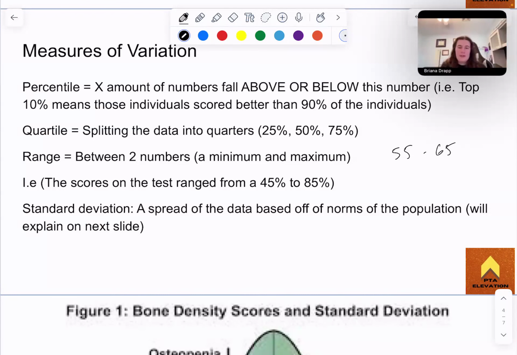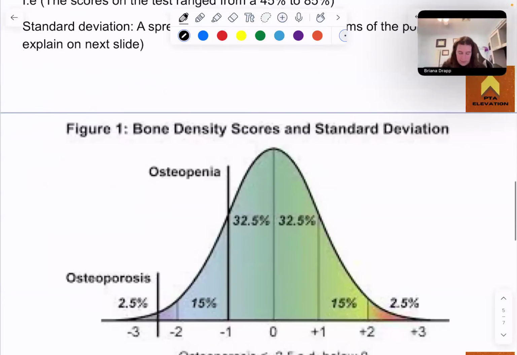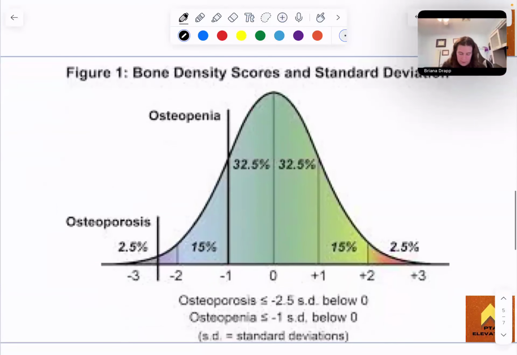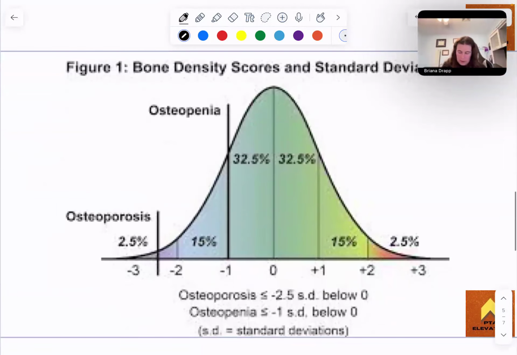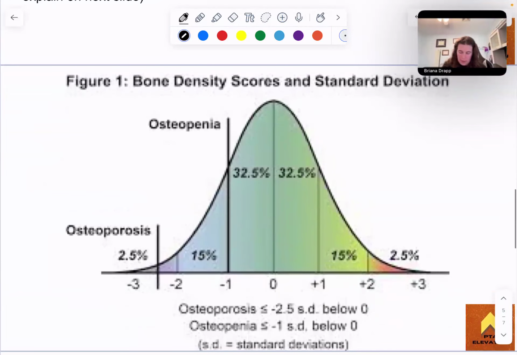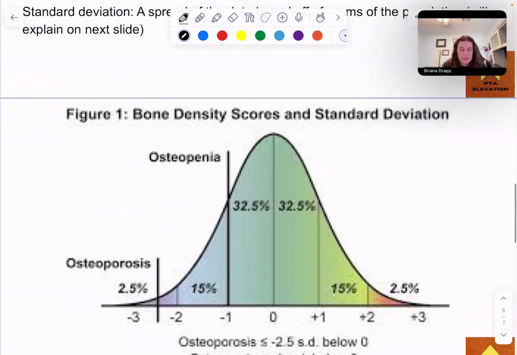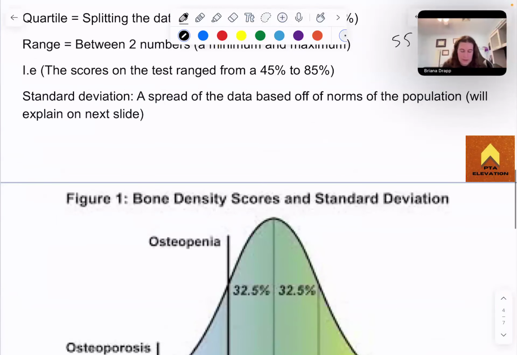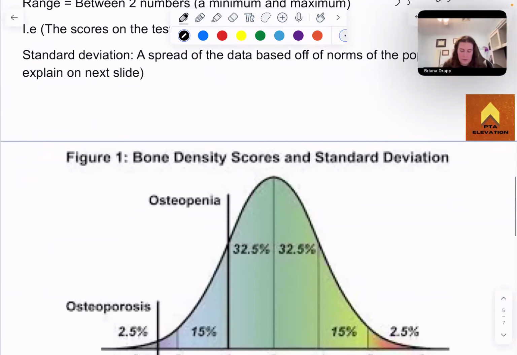Standard deviation is based off of, I believe, Z-scores, I want to say, which is a measure in statistics. Again, this is a little bit confusing if you're not familiar with statistics, and you're like, I've never experienced this before. Let's just talk about this. So standard deviation is the spread of the data based off the norms of the population.